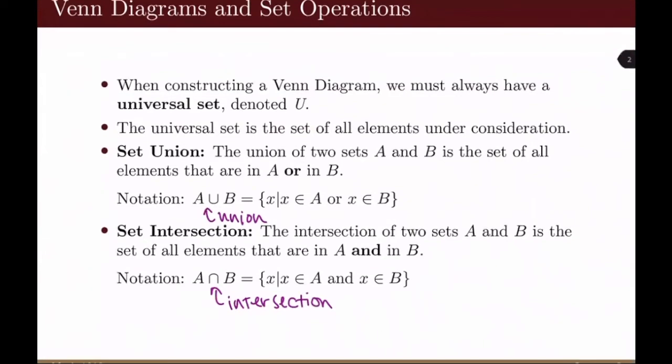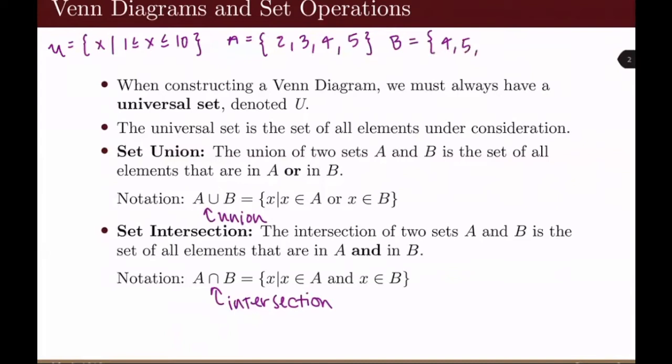So let's do a light example. Let's say our universe is, let's use 1 to 10. So numbers from 1 to 10. Let A equal 2, 3, 4, 5, and let B equal 4, 5, 6, 7, 8. All right.